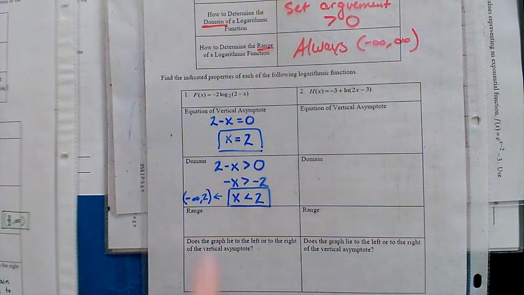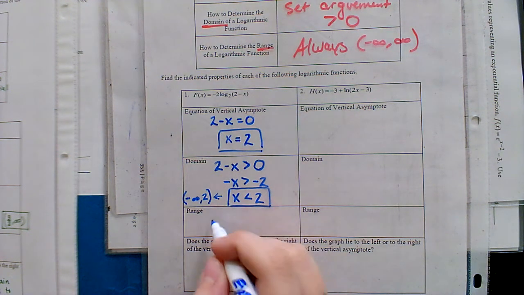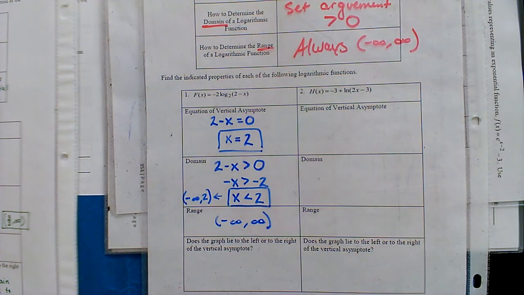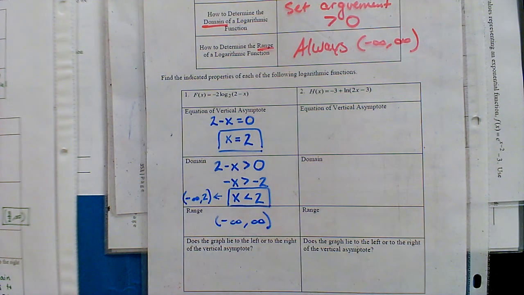All right. What about the range of that log equation? What do you think, Marie? Negative infinity to infinity. Always. Yep. All right, so let's try this last one. Kind of critical thinking here.